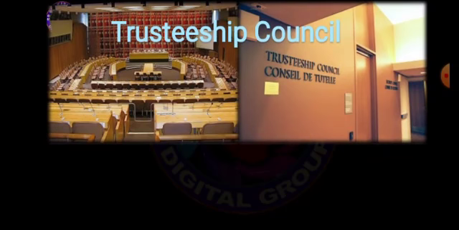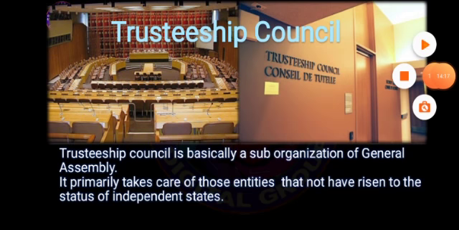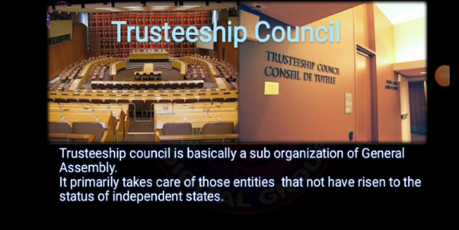And the fourth important affiliated body of UNO is known as the Trusteeship Council. In the image you can see this Trusteeship Council is totally empty. Well, this Trusteeship Council is presently acting like a sub-organization of the General Assembly.